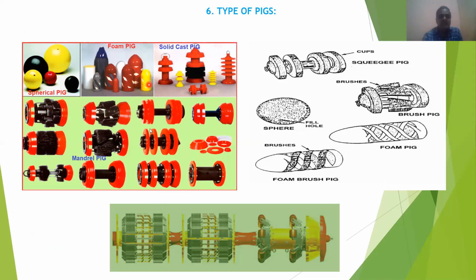You can see there are different types of pigs. These are called cup pigs, squeeze pig, brush pig, spear pig, foam pig, and foam brush pig. You can see the steel brushes. This is all brushes. Okay, this is intelligent pigging.